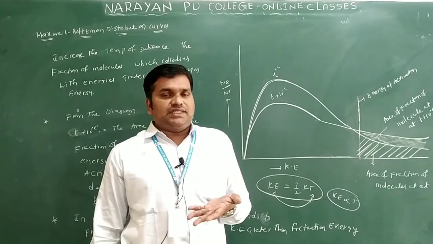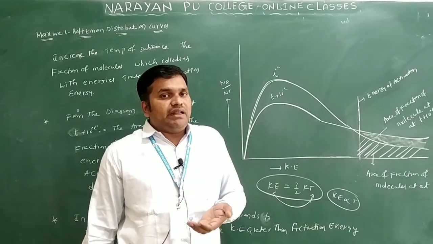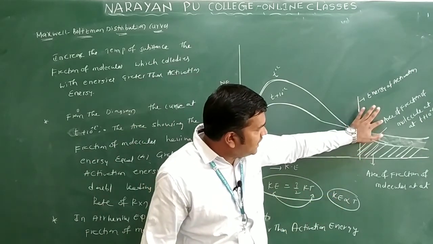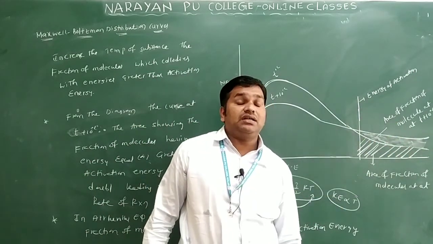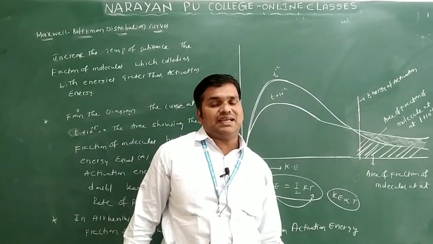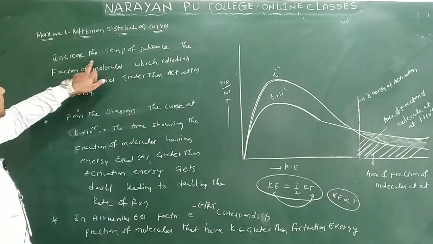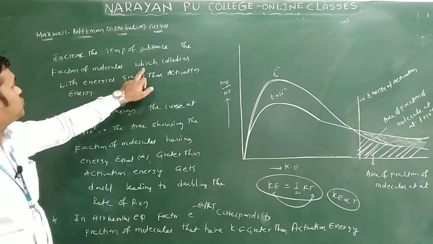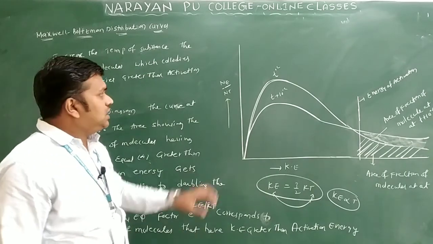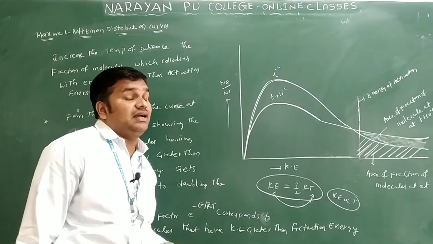Temperature increases, then what happened? The kinetic energy of the molecules increases, and the rate of reaction increases. So this area is the fraction of the molecules at T plus 10 degrees Celsius. This is the energy of activation, that we call activation energy. From this we will see some points. If we increase the temperature of the substance, the fraction of molecules which collide with energy greater than the activation energy increases.